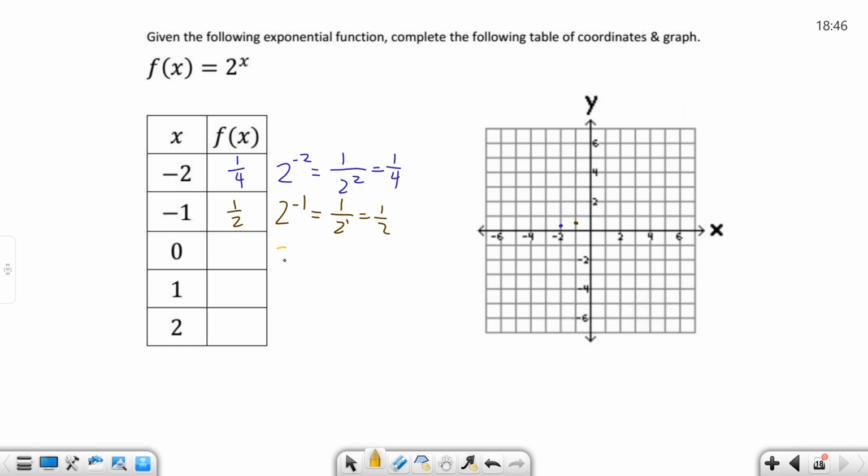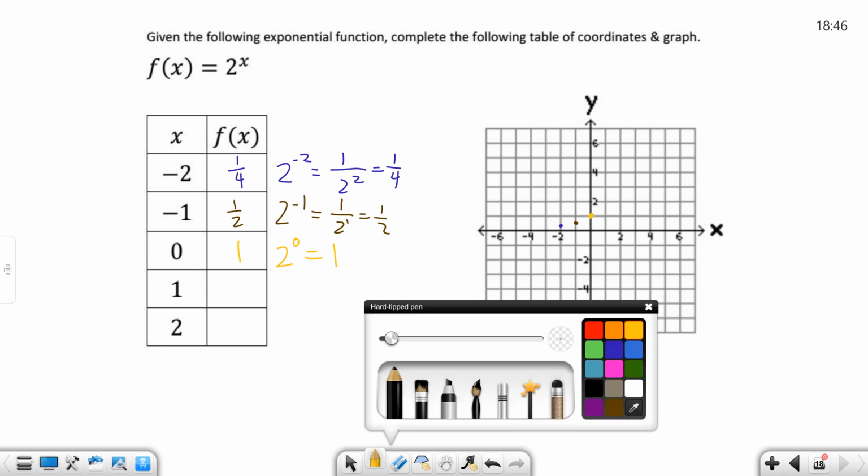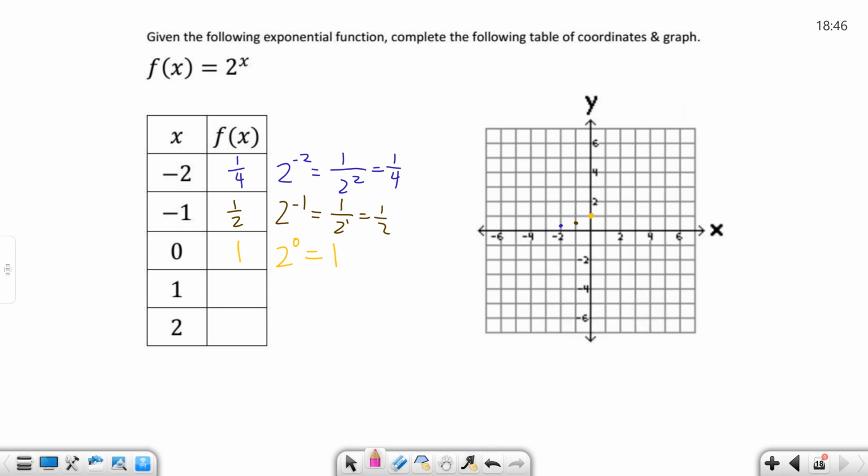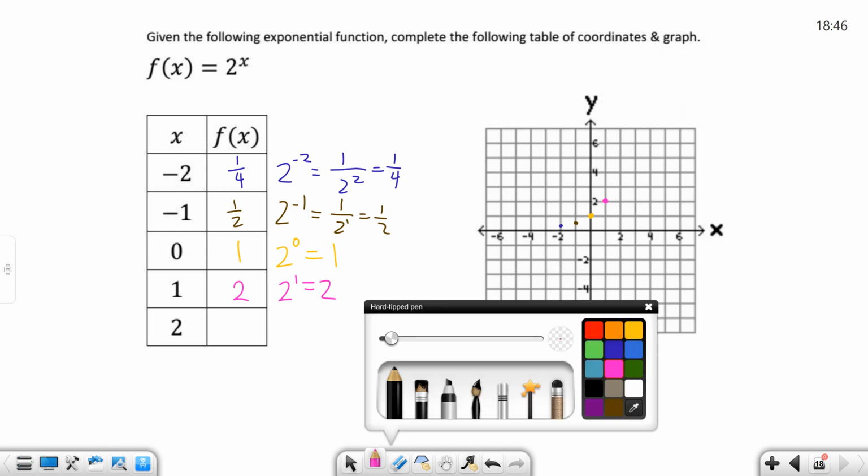Let's do yellow for this one. This is 2 to the 0 power. Anything to the 0 is what? 1, which we already knew. 0, 1, we knew that was going to happen. It's going to go through that point. And so we keep going here. Let's take this nice fuchsia pink color here. 2 to the first power is 2. There's 2. So 1, 2 goes to that point. And it's increasing like it said it was going to do, isn't it?